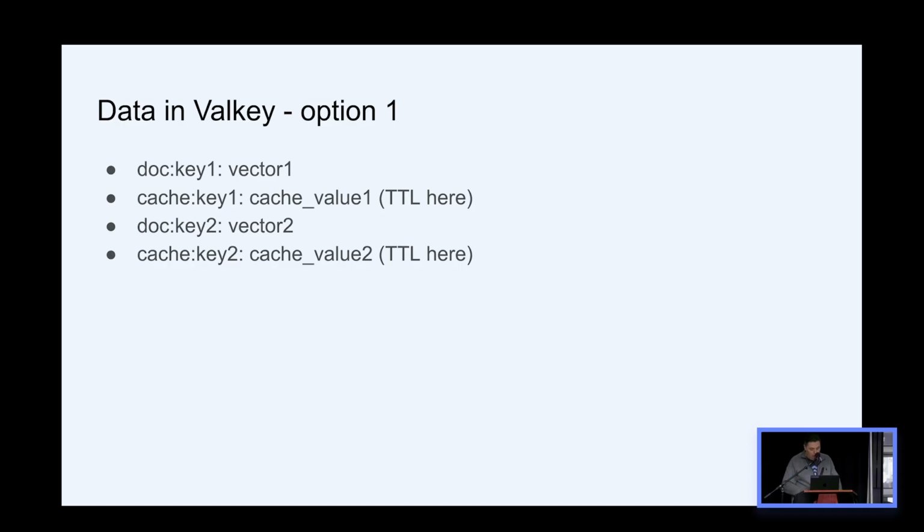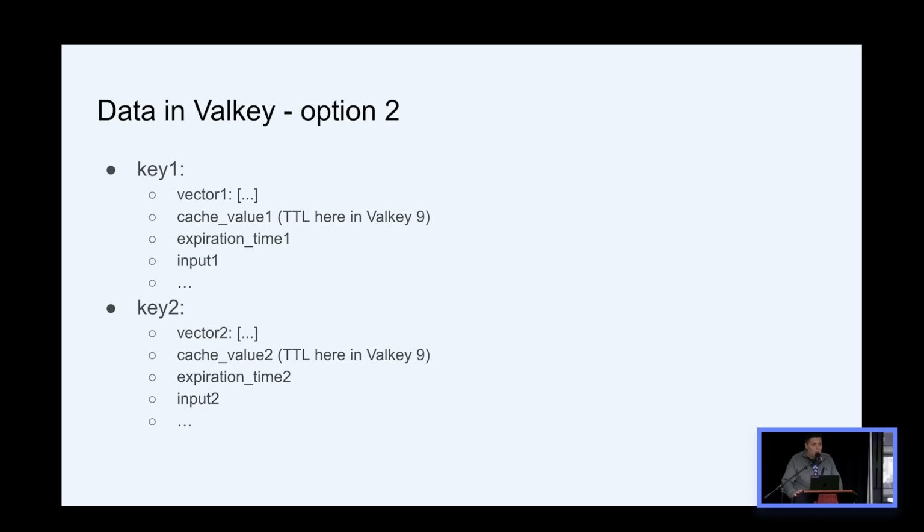Another option is you store everything in one hash map. So here you have key one as the key, and then you have a vector, and then a cache value.